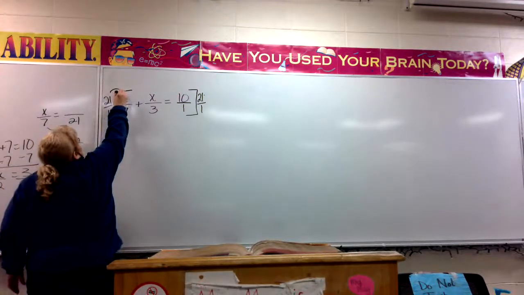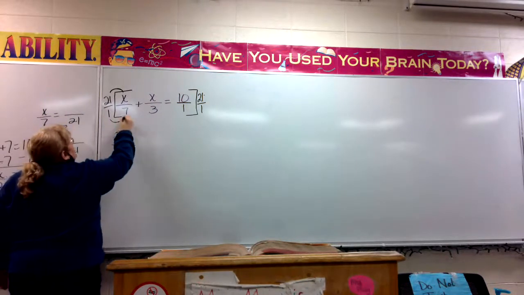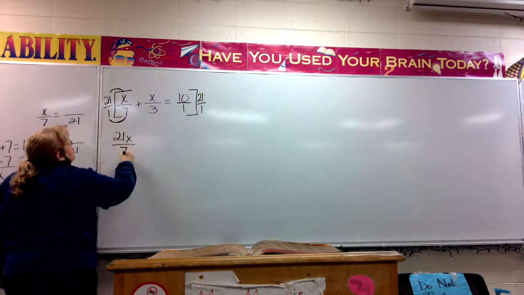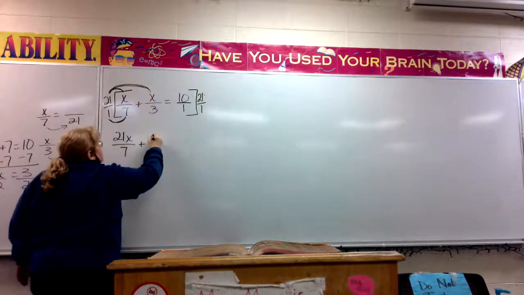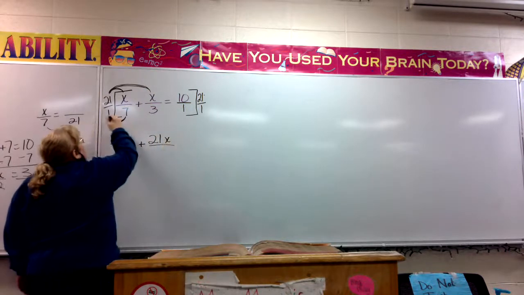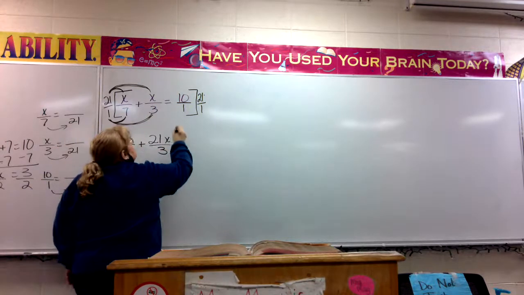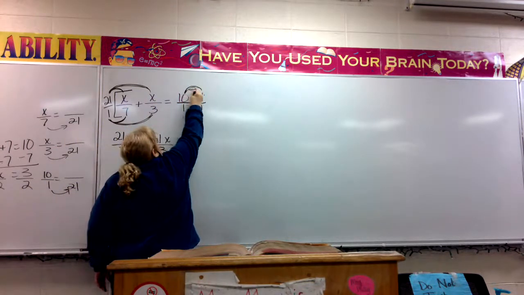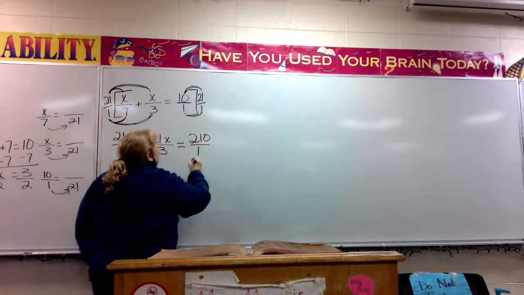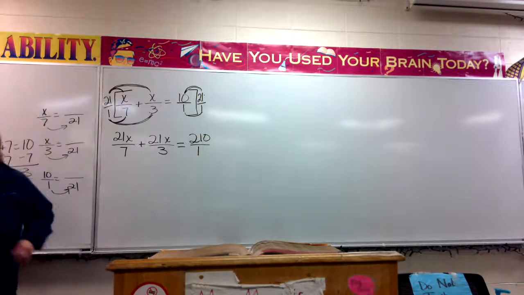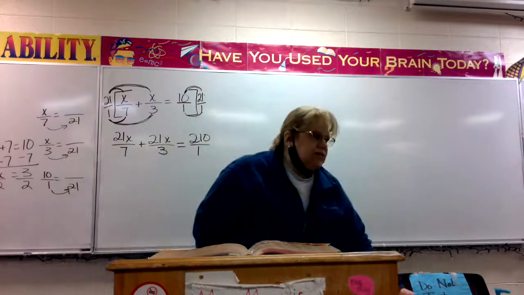Top times top, what do you get here? Bottom times bottom. Plus top times top here. Bottom times bottom. 1 times 3 is 3. Equals top times top here, 210. And bottom times bottom. Now, when you look at it at this point, you think, oh, you just made a mess of it.